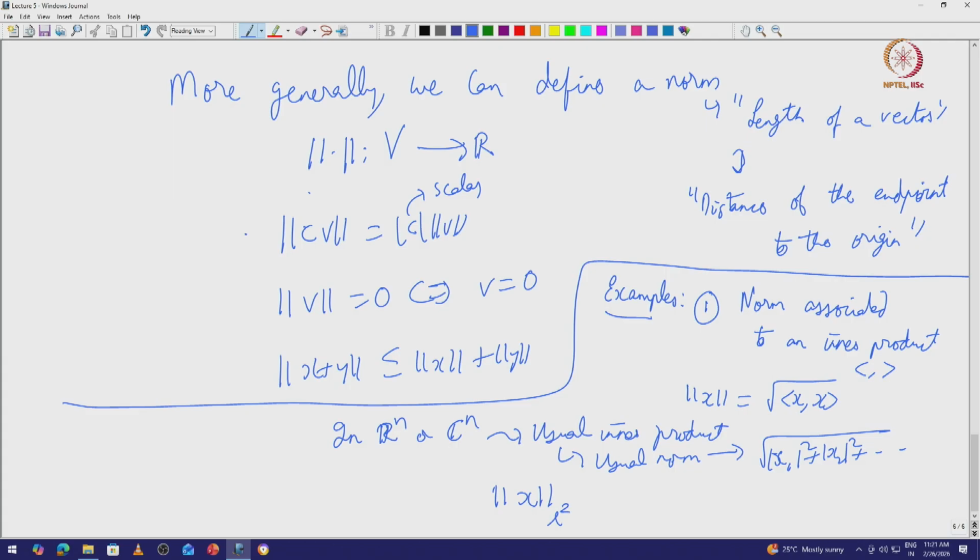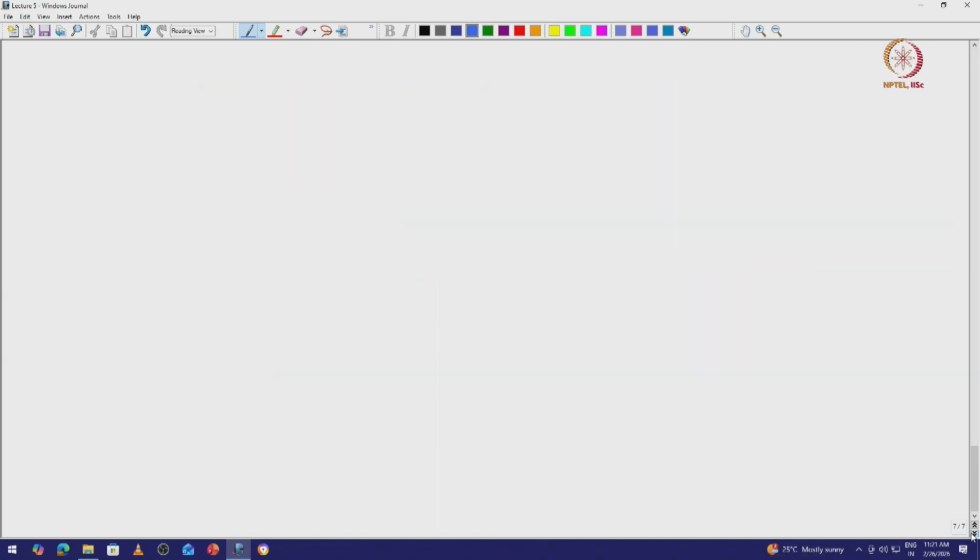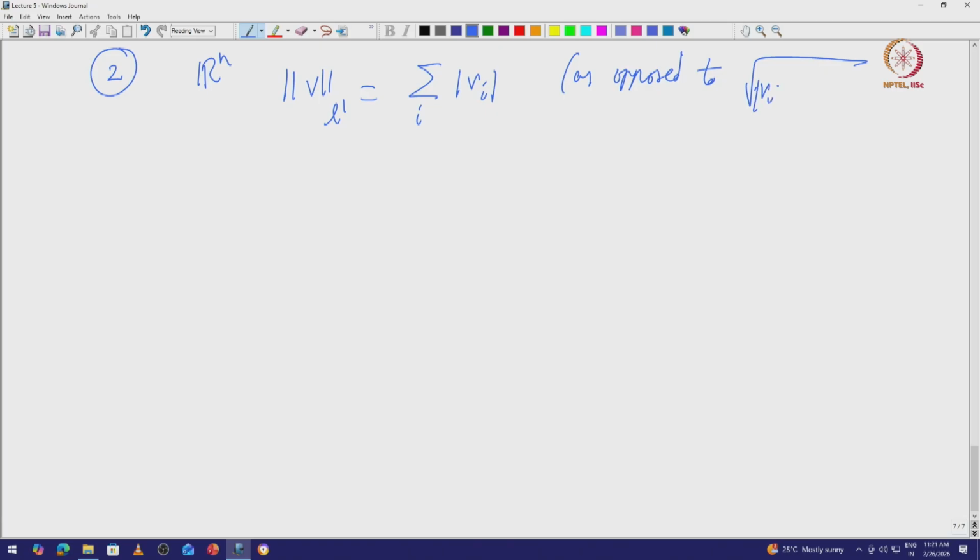Why this fancy name for such a simple concept from Pythagoras, motivated by Pythagoras's theorem? What does the 2 stand for? I'll recall that in a moment. So you can also define, for example, in Rn, the L1 norm, which is simply the sum of mod Vi, as opposed to the square root of mod V1 square plus mod V2 square, etc.